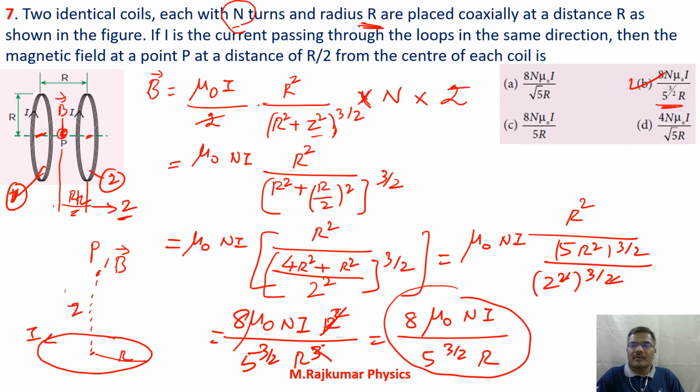But you can also do some wild guess, because among the 4 options, this is the only option which has 5 power 3 by 2. We can make that guess at this step itself, because r square plus r by 2 whole square has the denominator 4. If I take 4 as the LCM, then 4r square plus r square becomes 5r square. So in that way also I can do some wild guess here. Anyway, you have to solve this particular problem within a very short time.